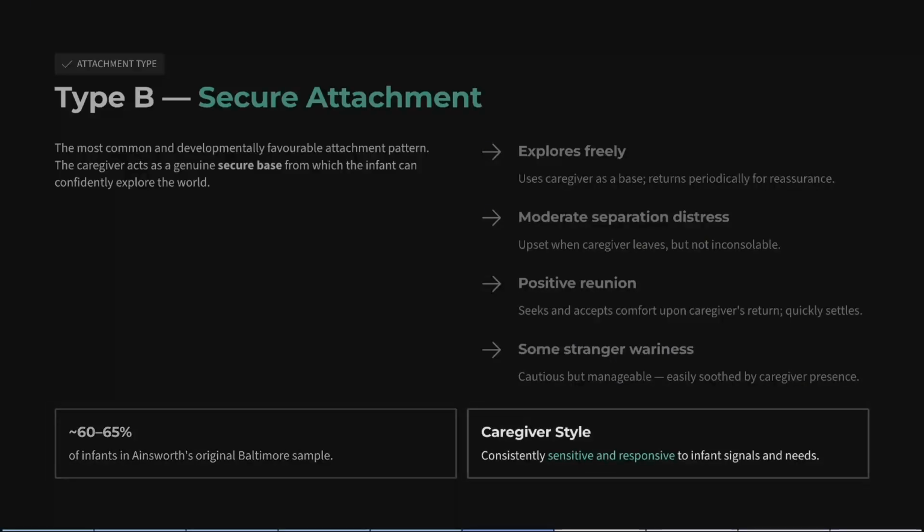And so here we identify the caregiver's style associated with secure attachment. Consistently sensitive and responsive to infant signals and needs. The caregiver reads the infant's cues accurately and responds appropriately. When the infant is distressed, comfort is available and reliable. The infant has learned through repeated experience that the caregiver can be trusted to meet their needs.